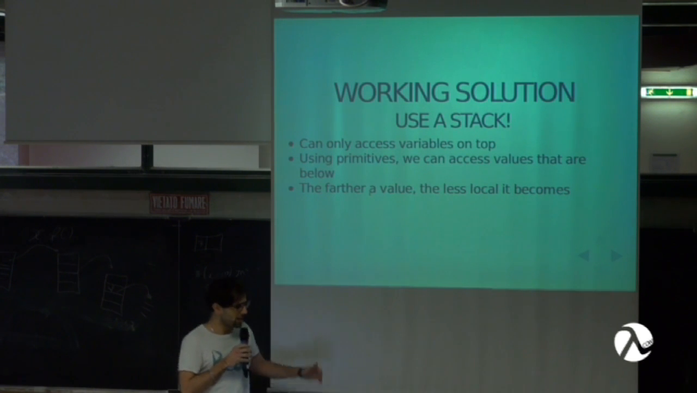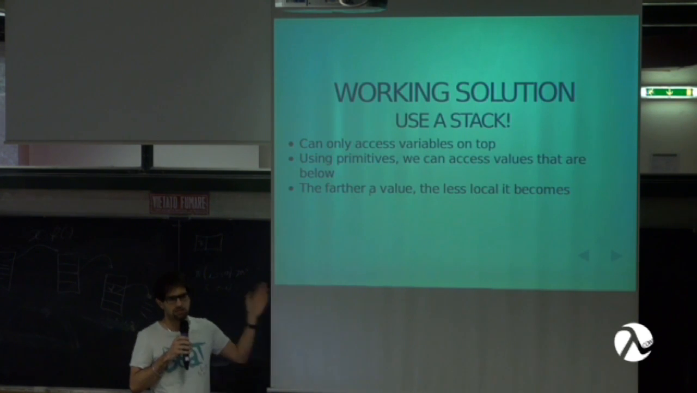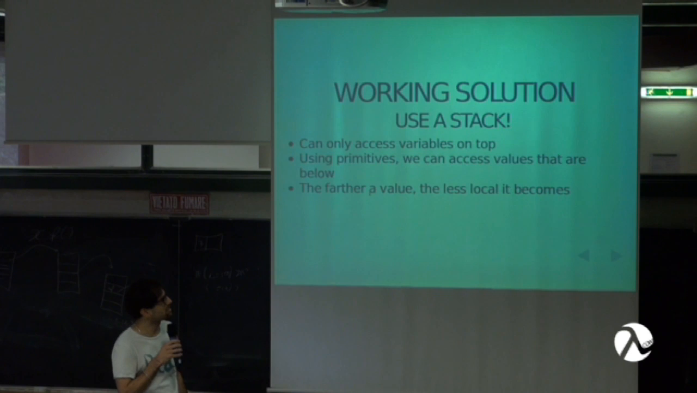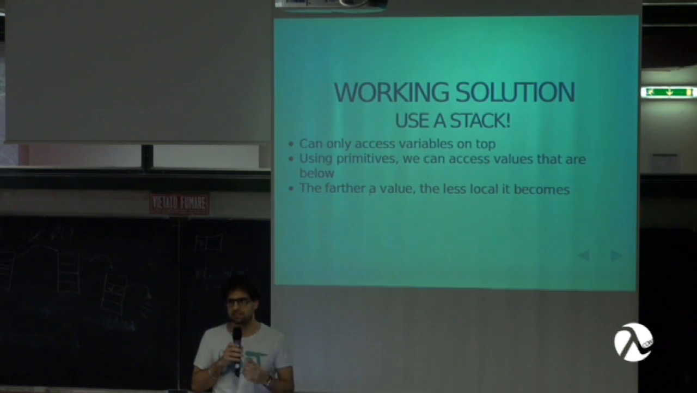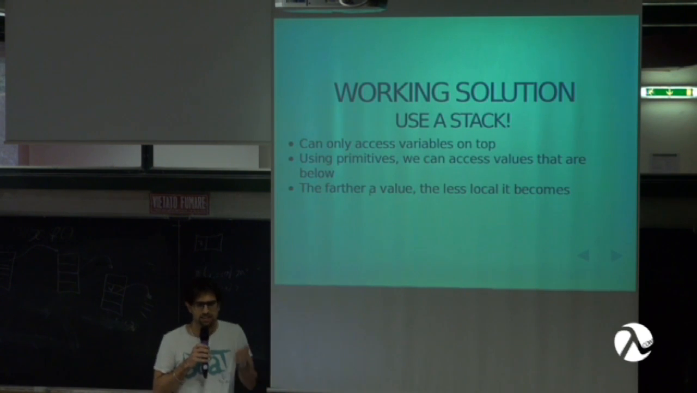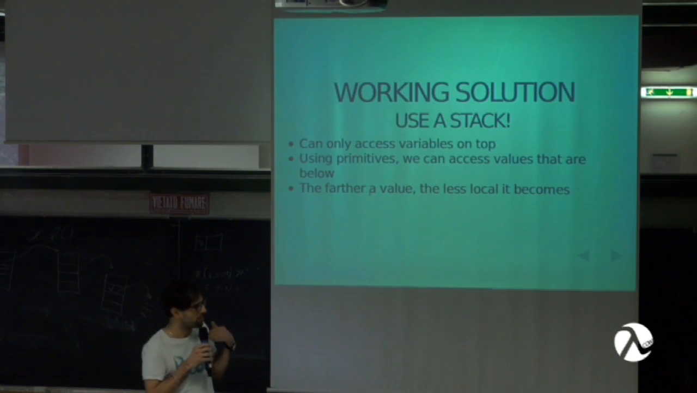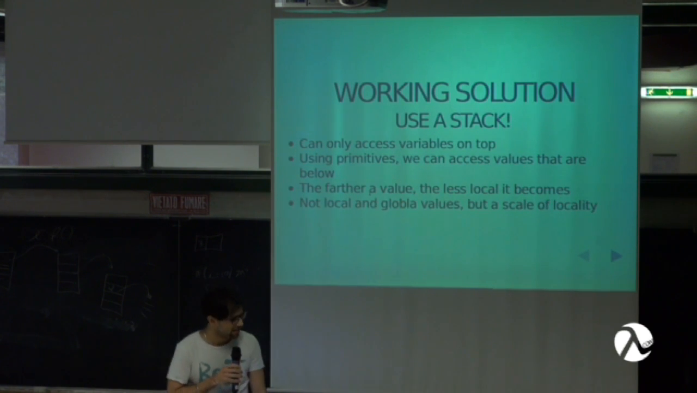So while we have maybe a very complex stack with hundreds of values, actually at each point in time we only see the top of the stack. So in a sense, there is no distinction between global and local variables, but variables that are highest on the stack are more local, while variables that are farther down the stack are just inaccessible in a sense. So there is a scale of locality, okay?